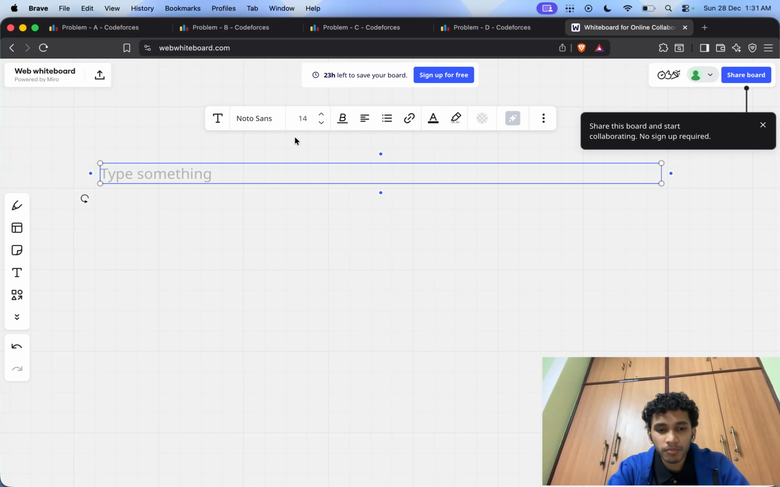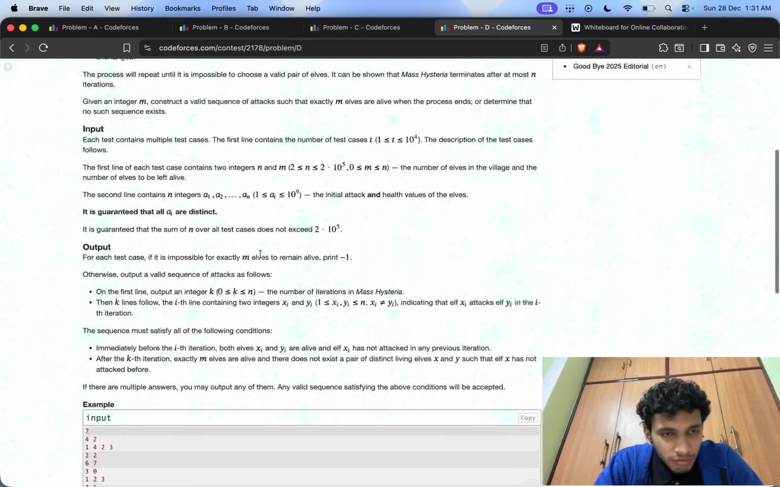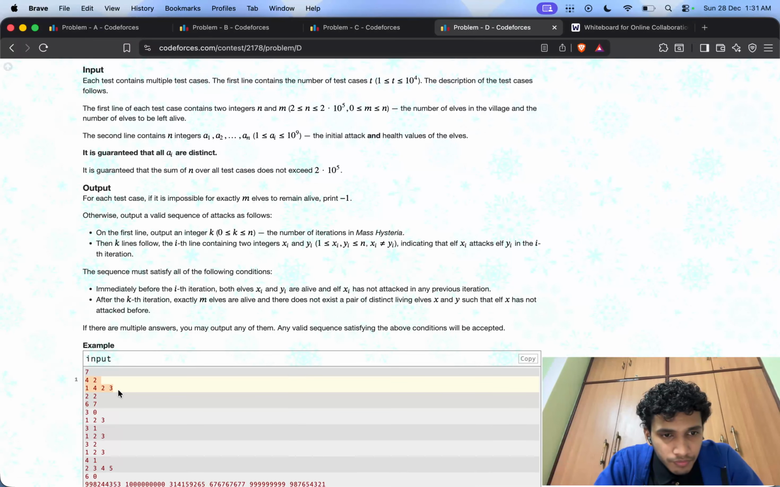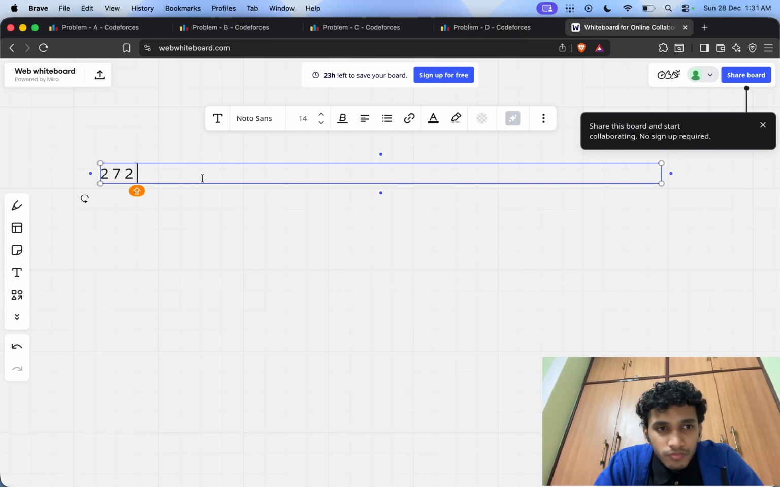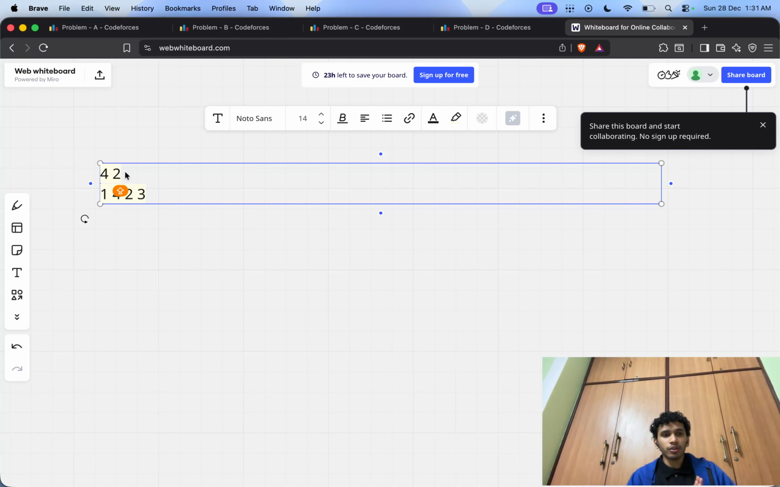Okay, what does the problem statement say? Problem statement says that we have some health values. Okay, let's copy the test case. We are given the number of elves, and the number of elves we want to be surviving at the end of the game, and the health and attack value of each elf.